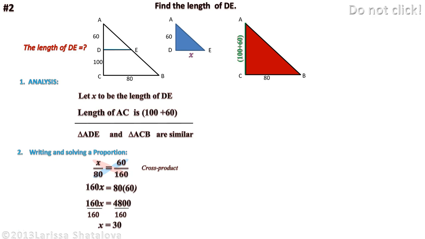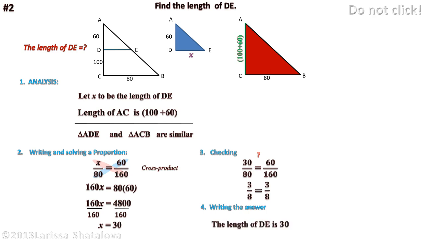Checking. Replacing x by 30, we will have 30 over 80 equals 60 to 160. Is it true or not? You can simplify and you will see 3 over 8 equals 3 over 8. And now the last step, write in the answer. The length of DE is 30.